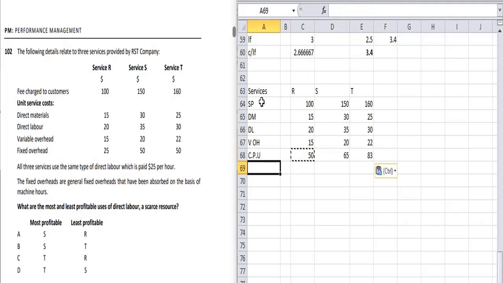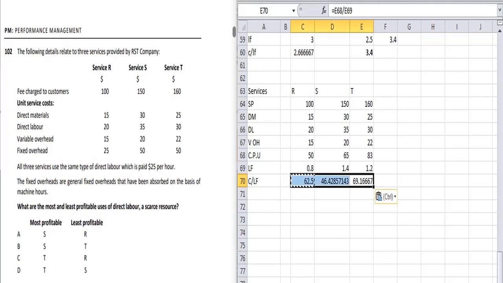Okay. So now scarce resources is the direct labor, and how many labor hour required for providing one service of R. So we do have given the labor rate and total labor cost, so we will divide both two. So total labor cost is 20 and rate is 25. So 0.8, 35 divided by 25, 1.4, 30 divided by 25. So now contribution per limiting factor, so it will be like this, copy paste it over here.